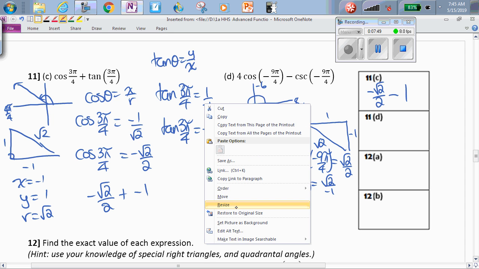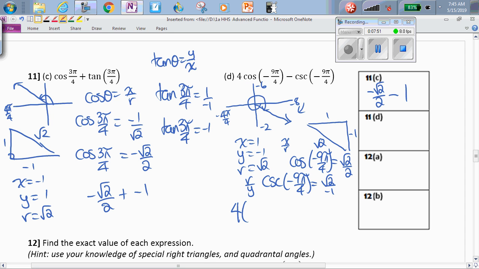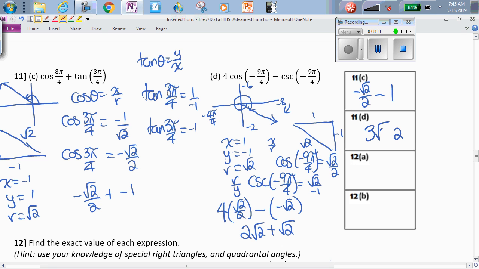So it's going to be 4 times cosine, which is root 2 over 2. And then we are going to subtract negative root 2. So we can simplify right here. 4 over 2 is 2, so it's 2 root 2 plus root 2. So that's 2 plus 1. That gives me 3, so the final answer is 3 root 2.